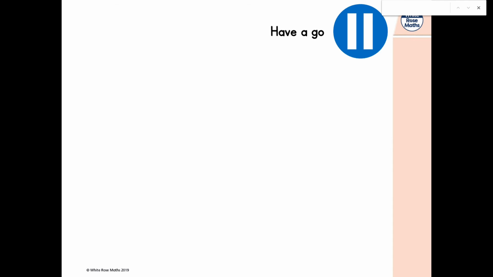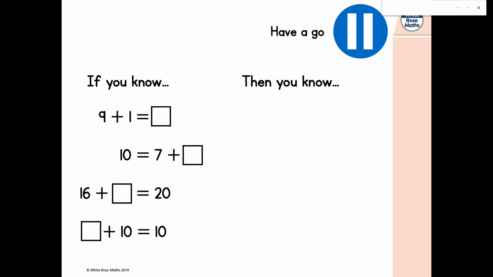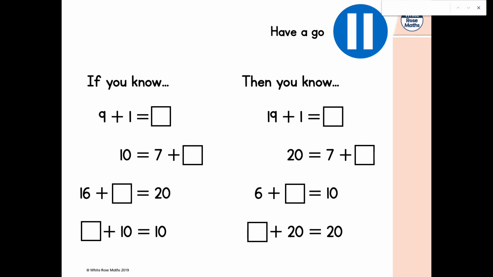Okay, I'm going to pause here, and I want you to have a go. Think about what you know, your number bonds to 10, and if you know those, then you know some of our number bonds to 20. Have a look, fill these out, and these, and then come back, and we'll go through the answers together.